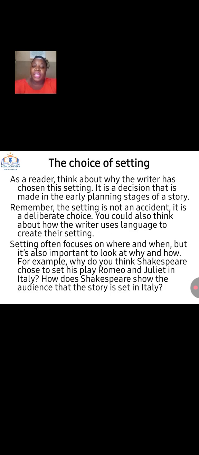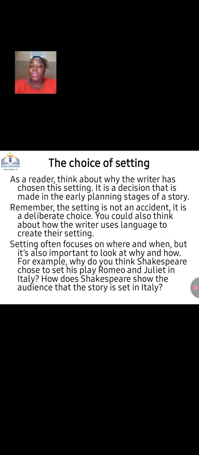The choice of setting. As a reader, think about why the writer has chosen this setting. It is a decision that is made in the early planning stage of a story. Remember, the setting is not an accident, it is a deliberate choice. You could also think about how the writer uses language to create their setting.